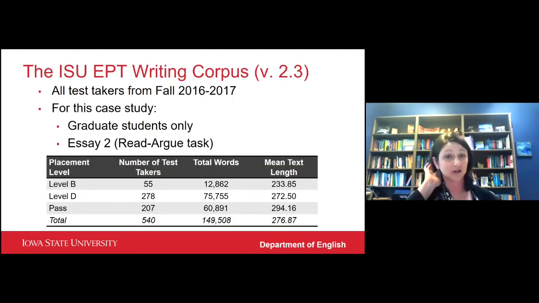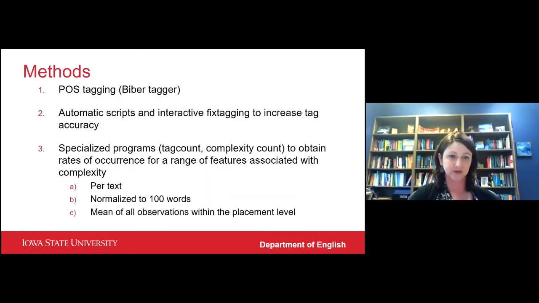So we have a local corpus of these texts, and this is just the data for those graduate students and essay 2, and so you can see the total number of test takers per level and the total number of words and so on. And you can see that this is a fairly typical local learner corpus, where it's not really tiny, but it's also not really big. But this does represent all of the test takers in this time period. And we're going to compare across these levels.